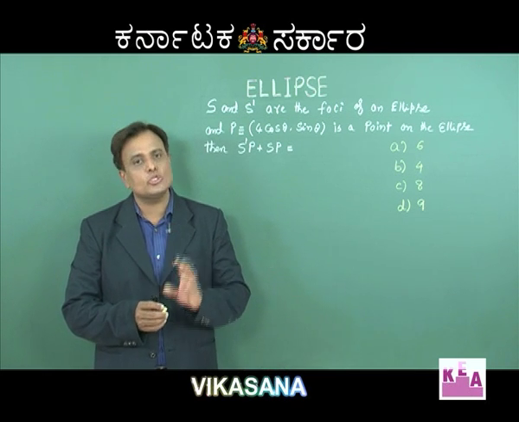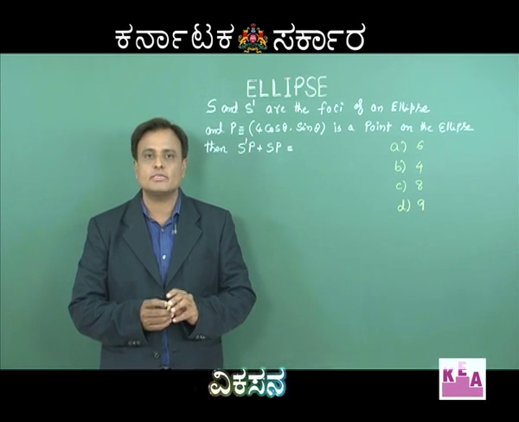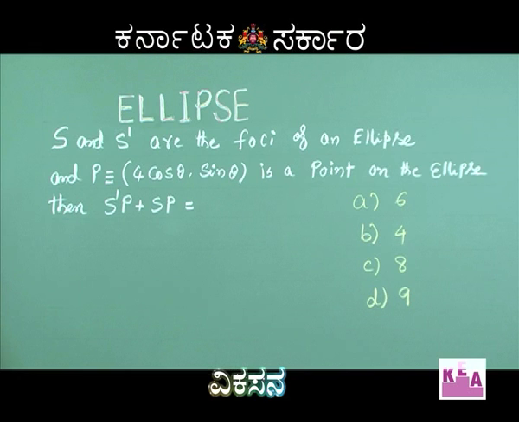See, without solving also we can guess this option, but before that you must understand some basic things here. First let me read the question. S and S dash are the foci of an ellipse and P is the point on the ellipse whose coordinates are 4 cos theta, sin theta. Then S dash P plus SP is equal to? Options are A) 6, B) 4, C) 8 and D) 9.